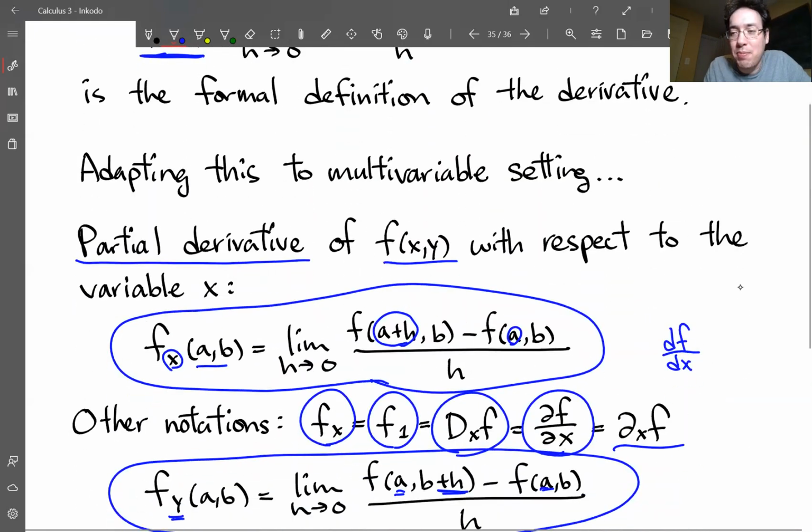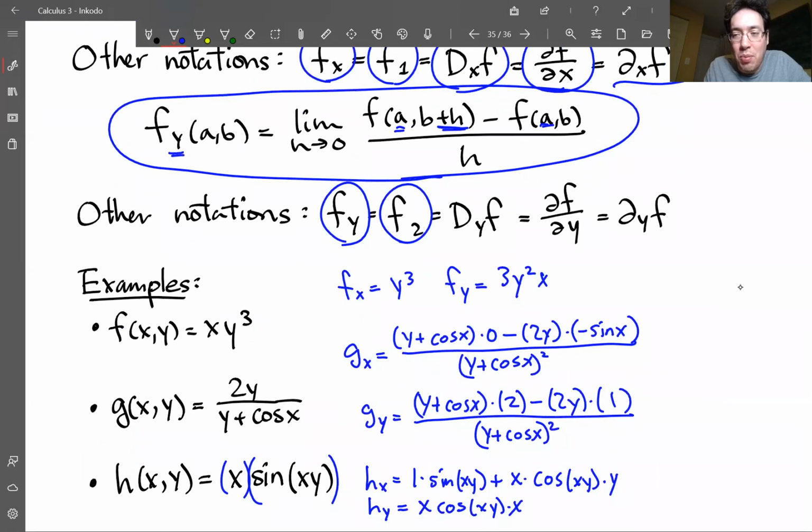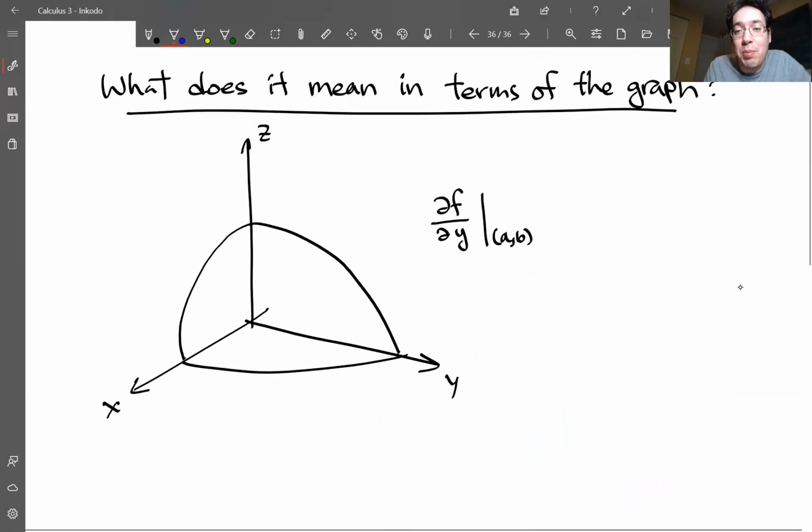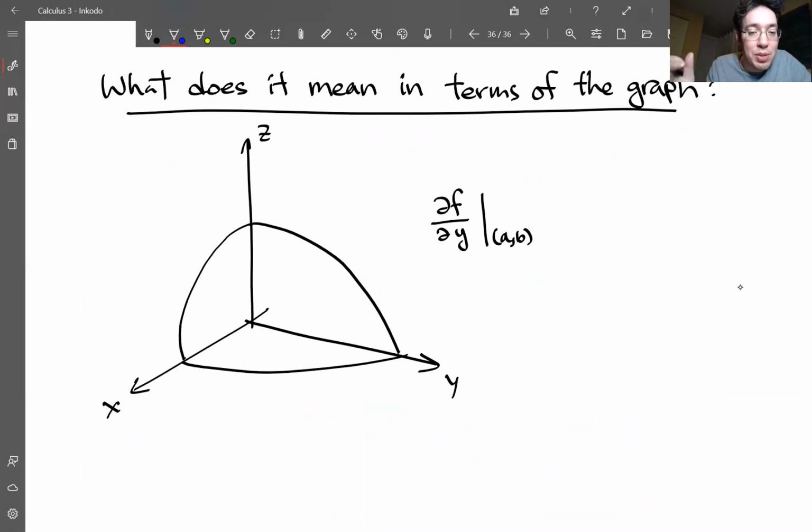But I want to talk about what the derivative means in this multivariable setting, graphically speaking. So in single variable calculus, it was the slope of the tangent line to a graph of f. Well, we do have a graph. So what does it mean to be talking about the partial derivatives here? So I want to kind of draw it, and please bear with me. It's a difficult thing to draw.